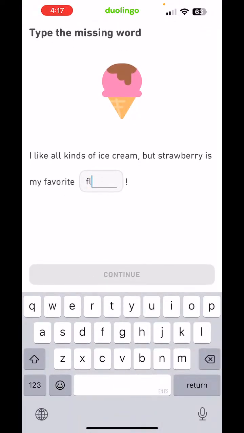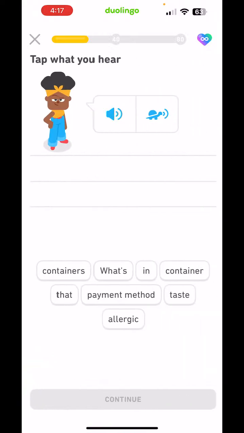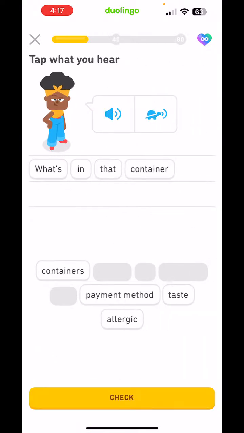I like all kinds of ice cream, but strawberry is my favorite flavor. I don't know what my favorite flavor of ice cream is. Well, since I stopped eating dairy, I don't eat ice cream anymore. But, okay, when I did eat ice cream, my favorite flavor was cookies and cream. What's in that container? And I think now that I'm dairy free, there are ice cream options for me. Like they have almond milk ice cream and soy milk ice cream. And I eat those from time to time.